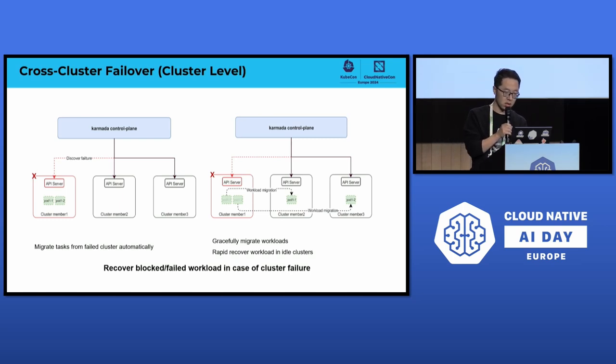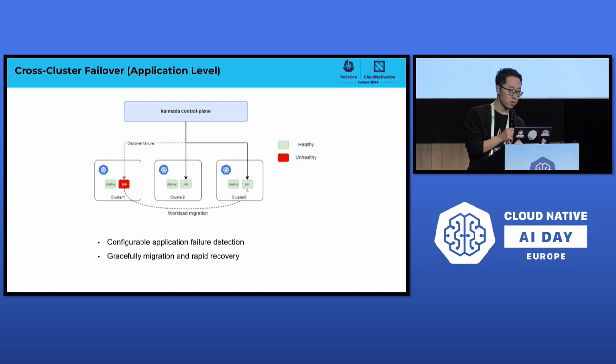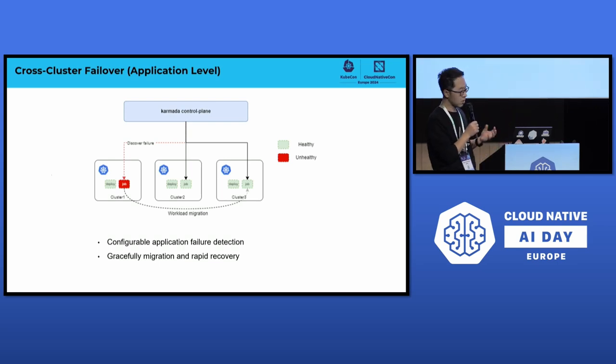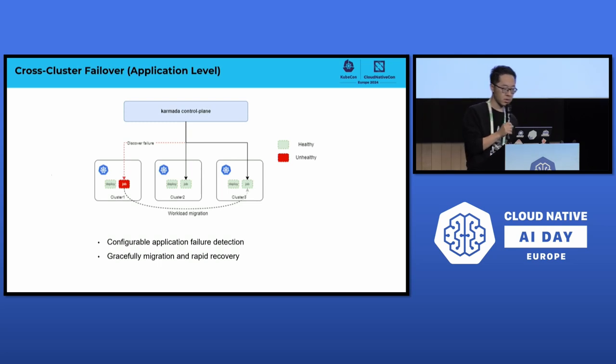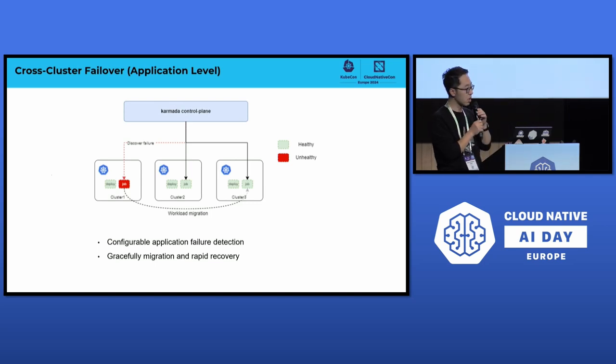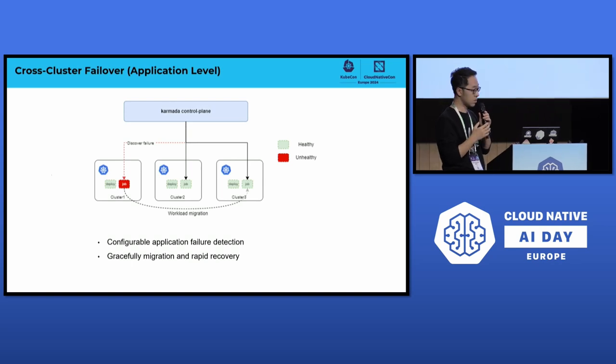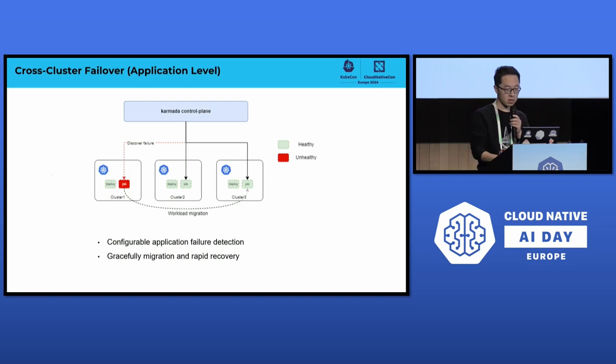And also, in some cases, you know that the application may be partially down for some specific reason. It's not possible to recover inside that cluster. So Karmada also provides the capability to define and detect that status and helps you migrate just some of the applications.